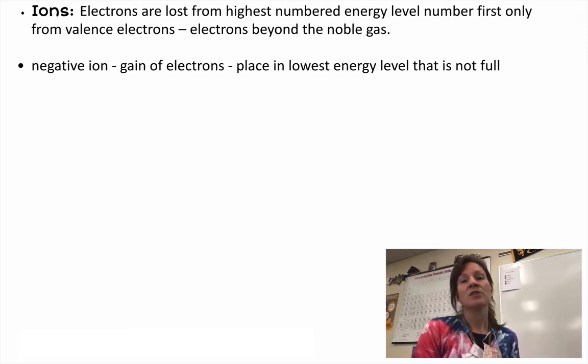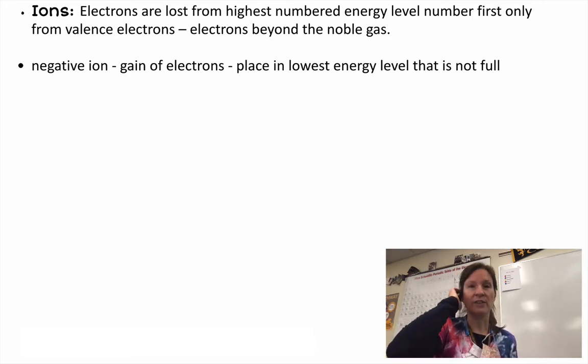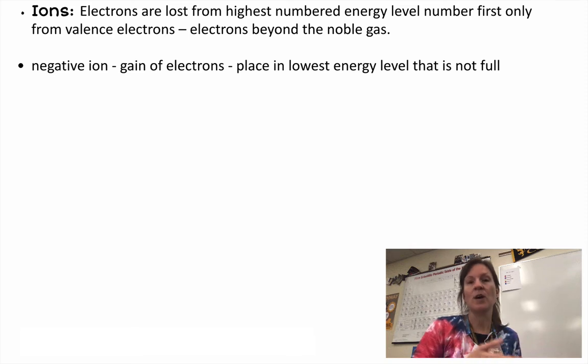Negative ions, or gaining electrons, is probably easier for most people than losing electrons, because if I'm gaining electrons, I'm just going to place them in the lowest energy level that isn't full, same as when writing an electron configuration in the first place. If I'm doing the electron configuration for oxygen, I fill up the 1s before the 2s, and then after the 2s, I fill up the 2p. Same with ions: whatever's available is where my electrons are going to go.